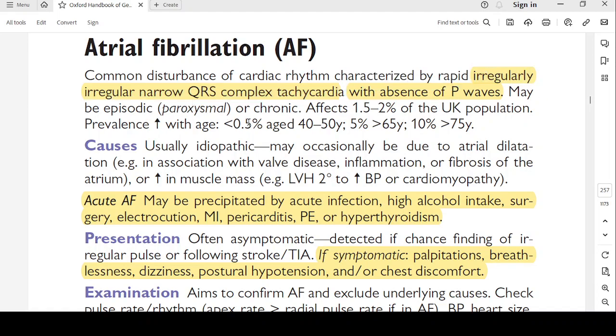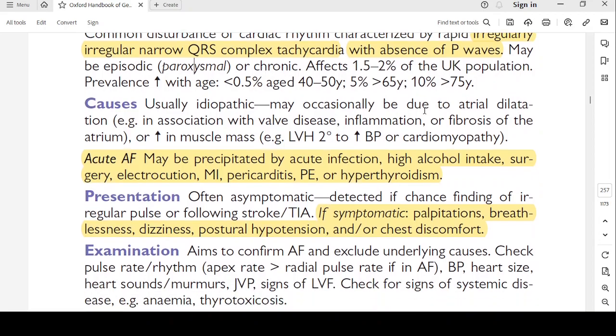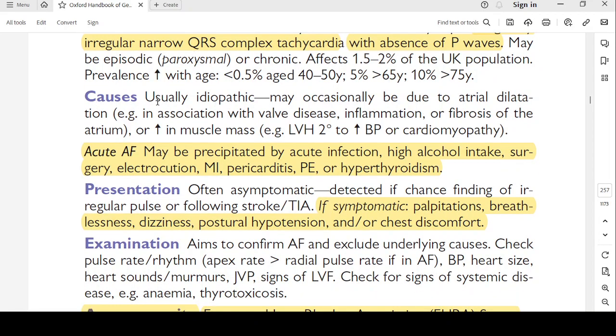May be episodic, paroxysmal, or chronic. Affects 1.5 to 2% of the UK population. Prevalence increases with age: less than 0.5% at age 40 to 50 years, 5% in more than 65 years, and 10% in more than 75 years. Causes are usually idiopathic, but may occasionally be due to atrial dilatation, for example in association with valve disease, inflammation, fibrosis of the atrium, or increase in muscle mass, for example left ventricular hypertrophy secondary to high BP, or cardiomyopathy.